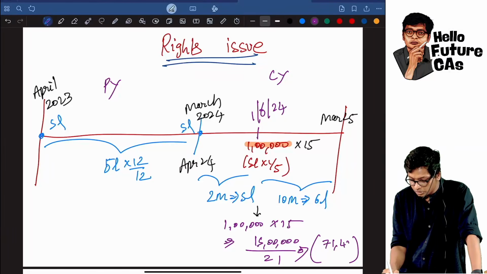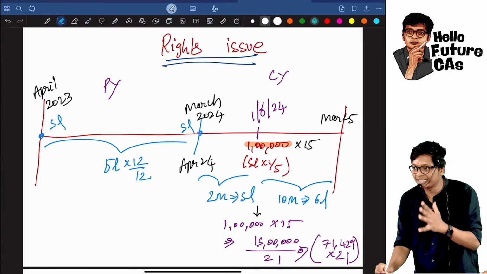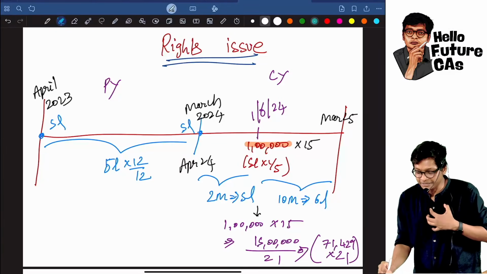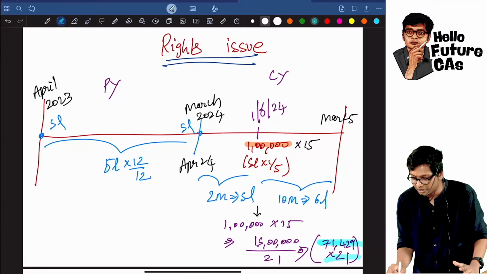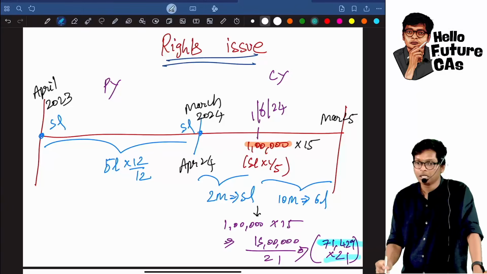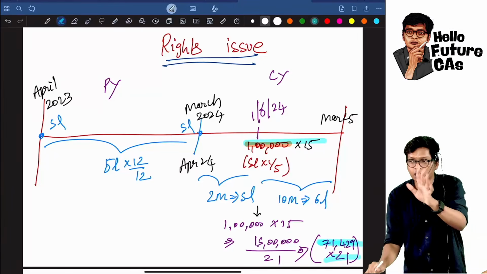71,000? Excellent. 429 into 21. So I am making a statement. Tell me if you get this logic quickly, guys. In a place where I could have given 71,429 shares for 21 rupees, I ended up issuing 1 lakh shares at 15. Do you agree, guys?